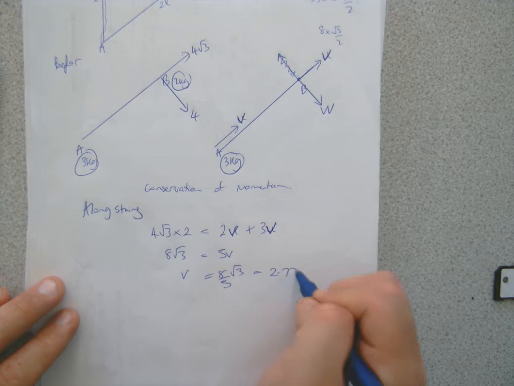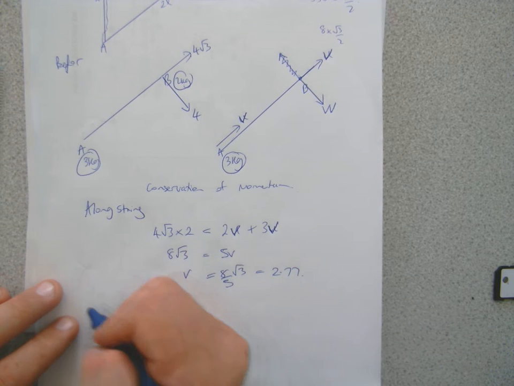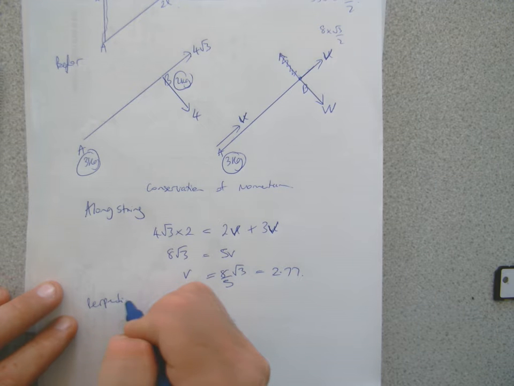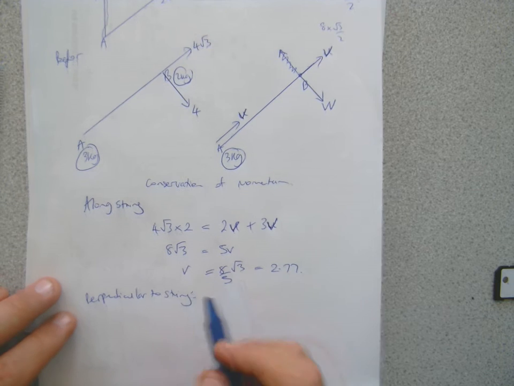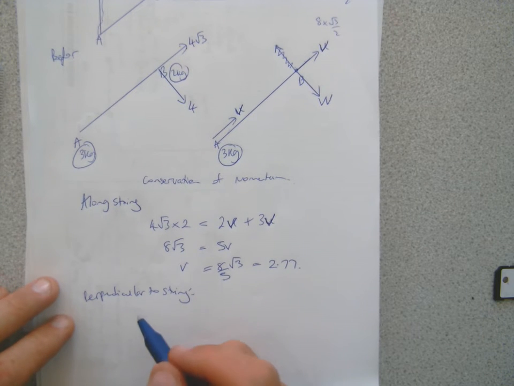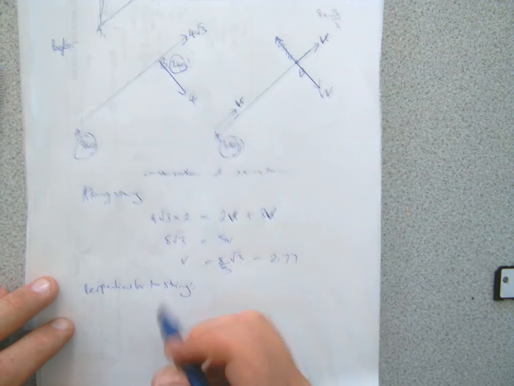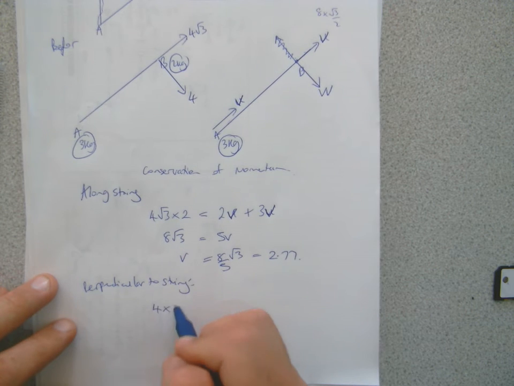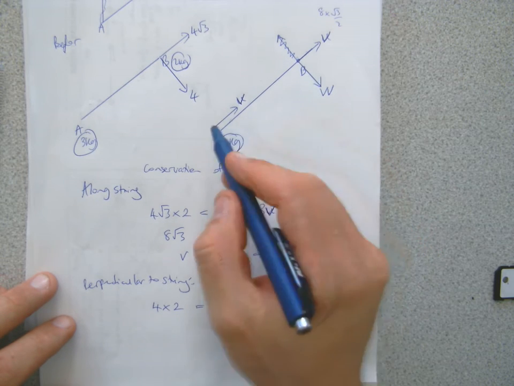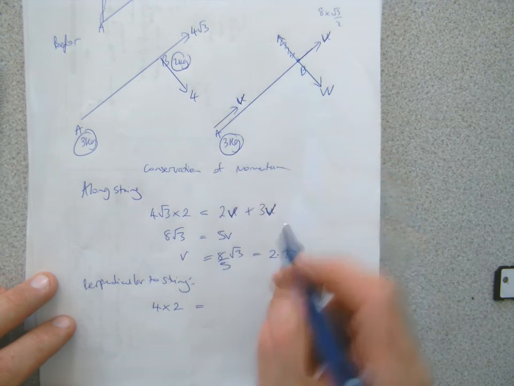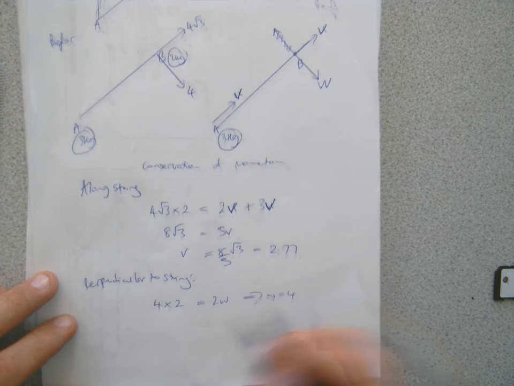which is 2.77. Now, if we do perpendicular to the string, we'll have this one before, which was 4 times 2, and that will equal, well, there's nothing in this way, it's moving along the string, so this will be 2 times W, so that implies W is equal to 4. So we need to get the speeds.